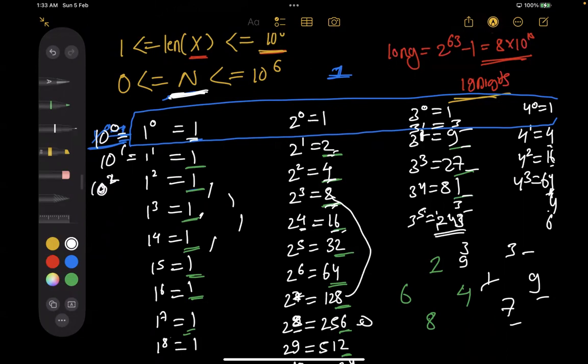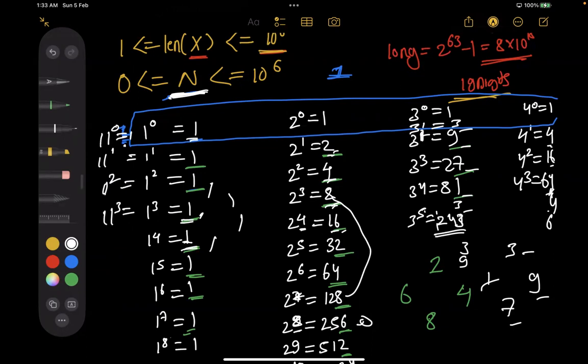If you do 0 to the power 0, you get 0. Okay, just ignore 10. Now let's look at the number 11. 11 power 0 is 1. 11 power 1 is 11. 11 power 2 is 121, right? 11 power 3: if I do 11 into 11 into 11, the last digit will remain 1 only. Yeah, 11 power 4, the last digit will also be 1.